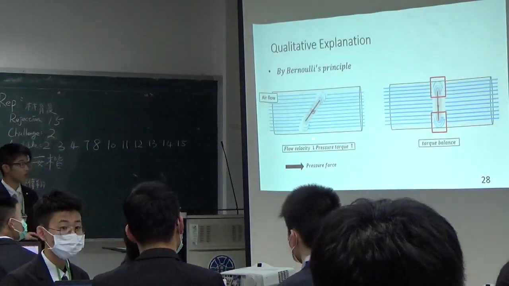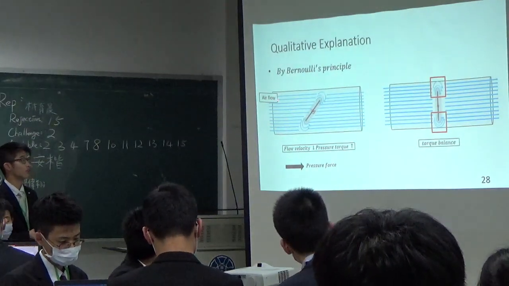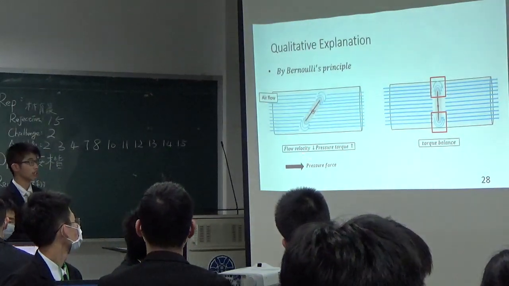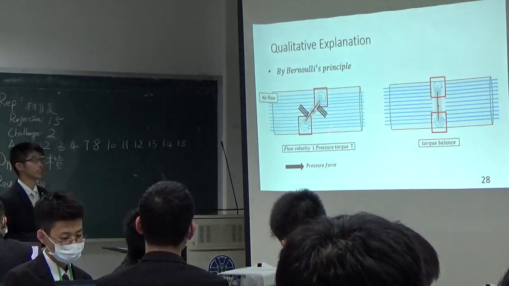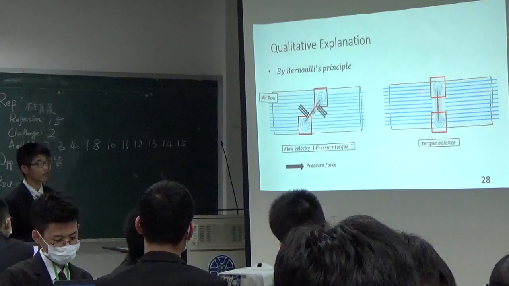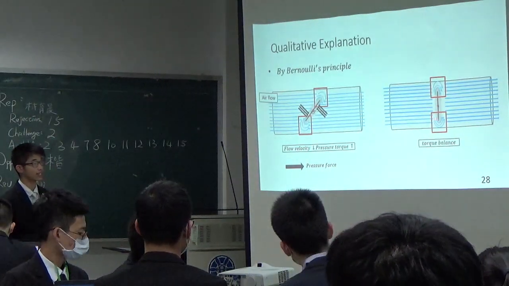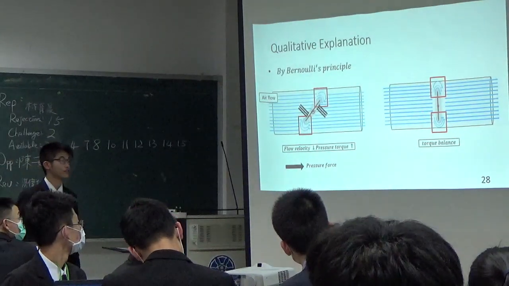When the sound wave causes the air to vibrate, you will have an airflow. When the air flows over the disc, it will cause a different velocity on the two sides of the disc. So it will generate a pressure torque to let the disc rotate. And when the disc is in a vertical position, the flow velocity on the two sides of the disc will be the same, so it will reach torque balance.